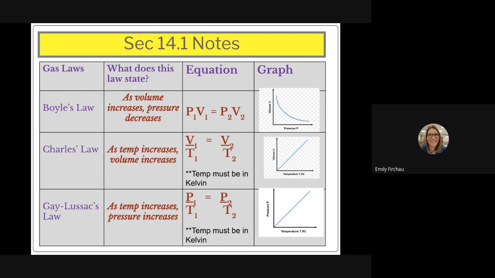And then the last one is Guy-Lussac's law. So Guy-Lussac's law relates temperature and pressure. So as temperature increases, pressure increases. And again, since they both go up, that's a direct relationship. So direct, you divide. Temperature is always on the bottom. With your calculations, temperature always has to be in Kelvin for this whole unit. And then since it's direct, again, you'll have that diagonal line that just goes diagonally up.